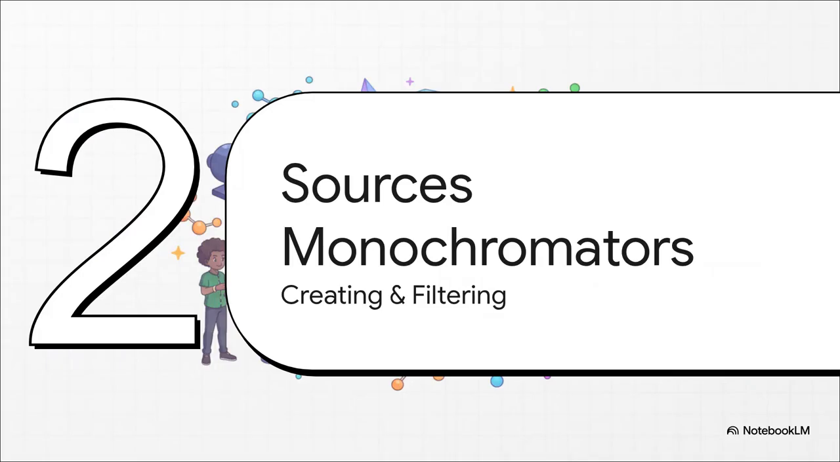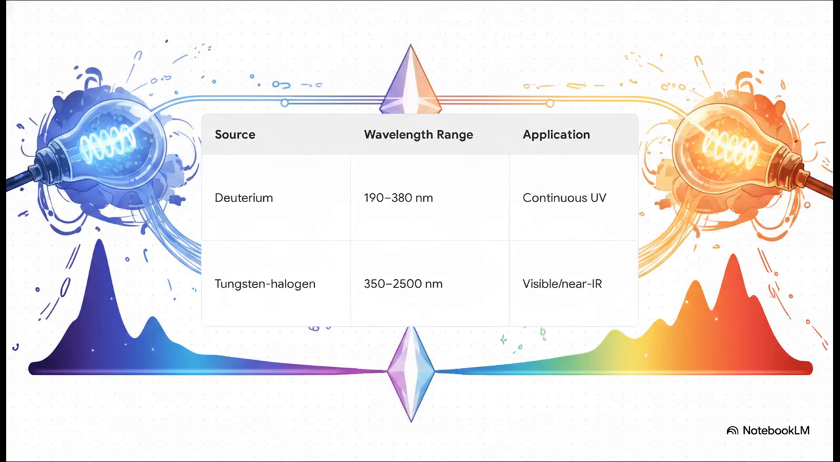Moving right along to Section 2, Sources and Monochromators, Creating and Filtering Our Light. The journey of our photon obviously has to begin with its creation. But, we can't just screw in a standard light bulb here. We need to generate a broad, super stable spectrum of light first, before we can isolate the exact energy we need. And to cover the full range, these instruments typically use 2 totally distinct lamps.